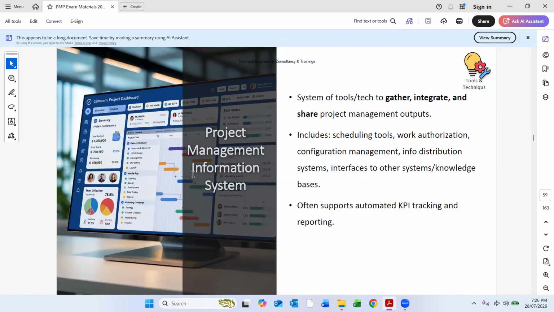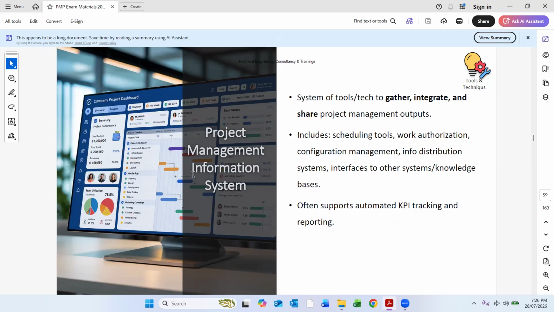Project management information system, which is called PMIS. It was also there in the PMBOK 7th edition and 6th edition. It's called PMIS, project management information system. It's the tools or techniques, or you can say technology, to gather, integrate, and share project management output.